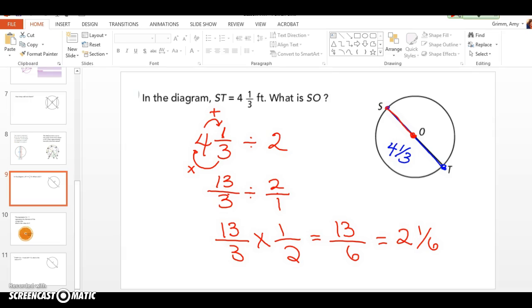Now, does that make sense? If this whole thing is 4, does it make sense that half of it is 2 and something? Yeah, that should make sense. And if you have a third, half of a third is a sixth. How did I get 2? Because 6 goes into 13 2 whole times. That would be 12. How did I get 2 up here? Because I'm dividing it by 2. Because this is S to T, and I just need S to O. I just need half of it. You could also multiply this by a half. That would get you that answer too.